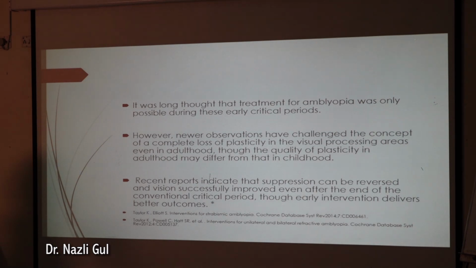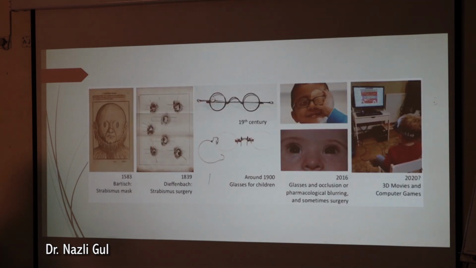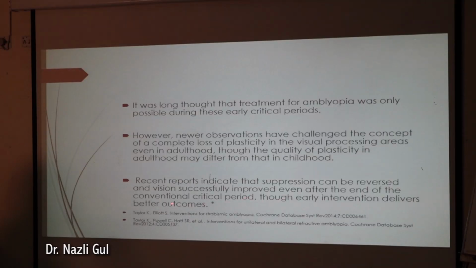It was long thought that treatment for amblyopia was only possible during these early critical periods, but new observations have challenged the concept, and recent reports indicate that suppression can be reversed and vision successfully improved even after the end of the conventional critical period, though early intervention delivers better visual outcomes.